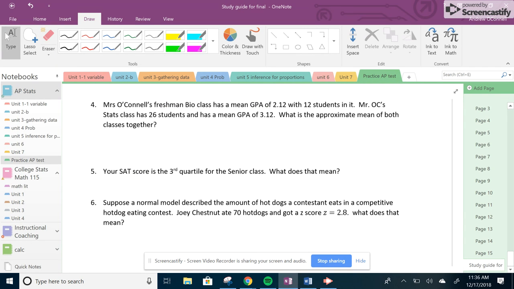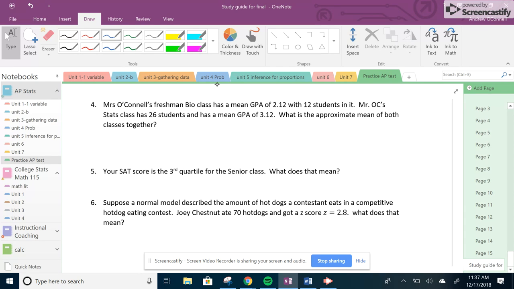Miss O'Connell's freshman bio class has a mean GPA of 2.12 with 12 students in it. However, this class, Mr. OC's stats class, has 26 and has a mean GPA of 3.12. Is this true? Let's just go with yes. What is the approximate mean of both classes together?